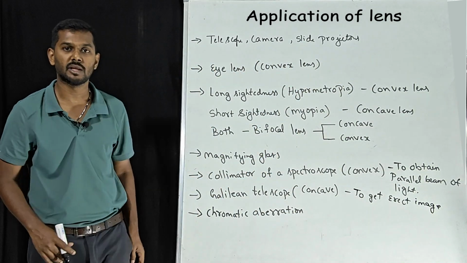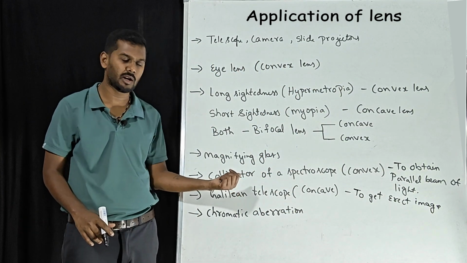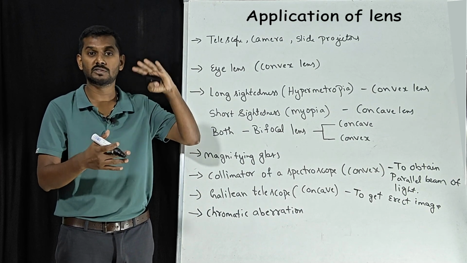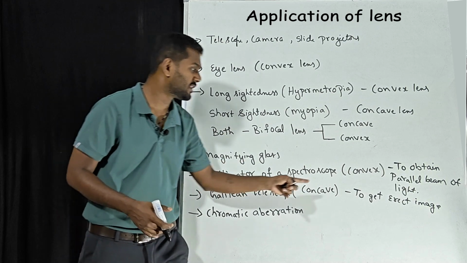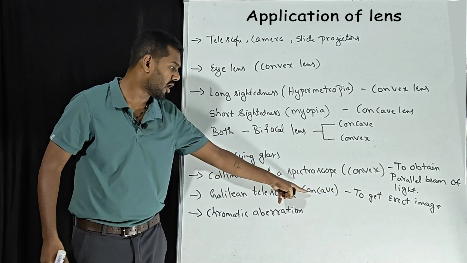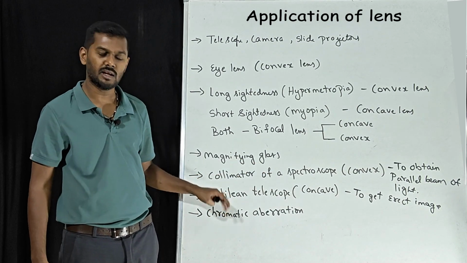To get the erect image. So in a Galilean telescope, the image will be inverted. That is the final image. The final image will be inverted. To get the final image as an erect image, we use a concave lens in the Galilean telescope.